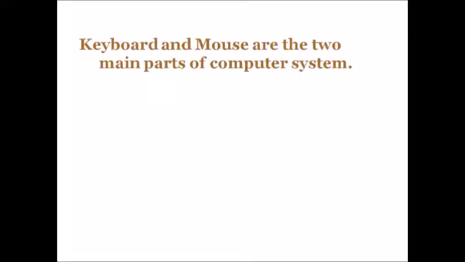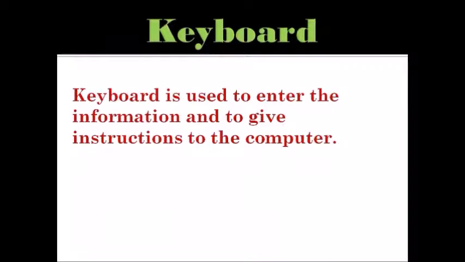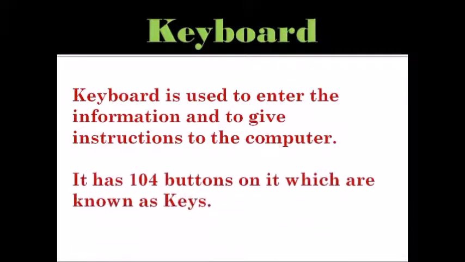Keyboard and mouse are the two main parts of a computer system, so it is important to learn the working of these two. Let us learn more about this one by one. The first is keyboard. Keyboard is used to enter information and also to give instructions to the computer. The keyboard has around 104 buttons on it, which are known as the keys.